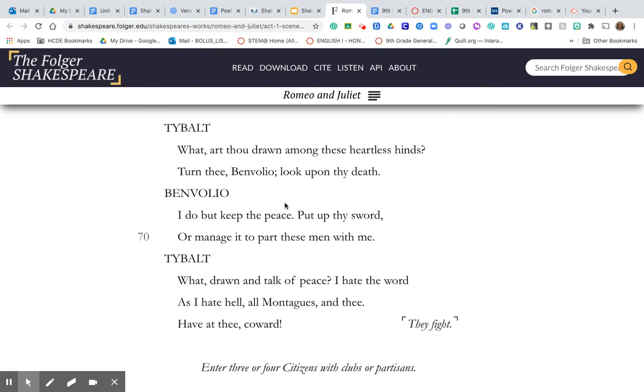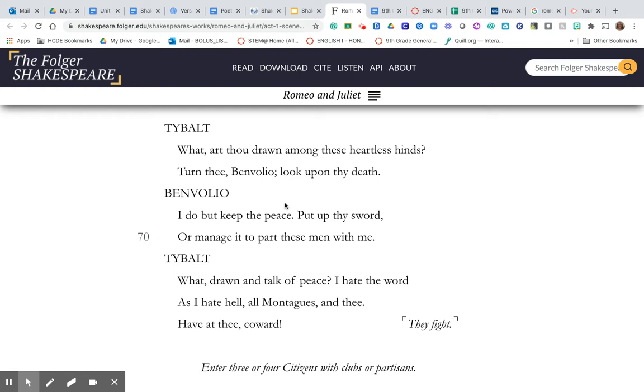"What art thou drawing among these heartless hinds? Turn thee, Benvolio, look upon thy death." So we've got these 10 syllable lines, and Benvolio comes back in and says the same thing, 10 syllable lines, no rhyme. "I do but keep the peace, put up thy sword, or manage it to part these men with me." So it's really close to those 10 syllables.